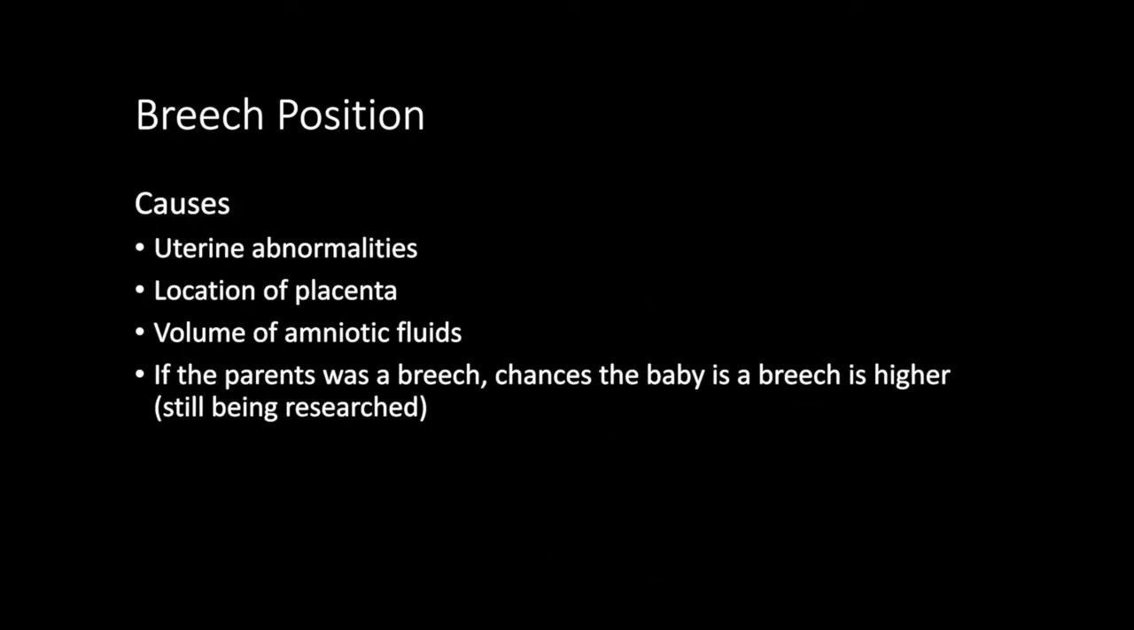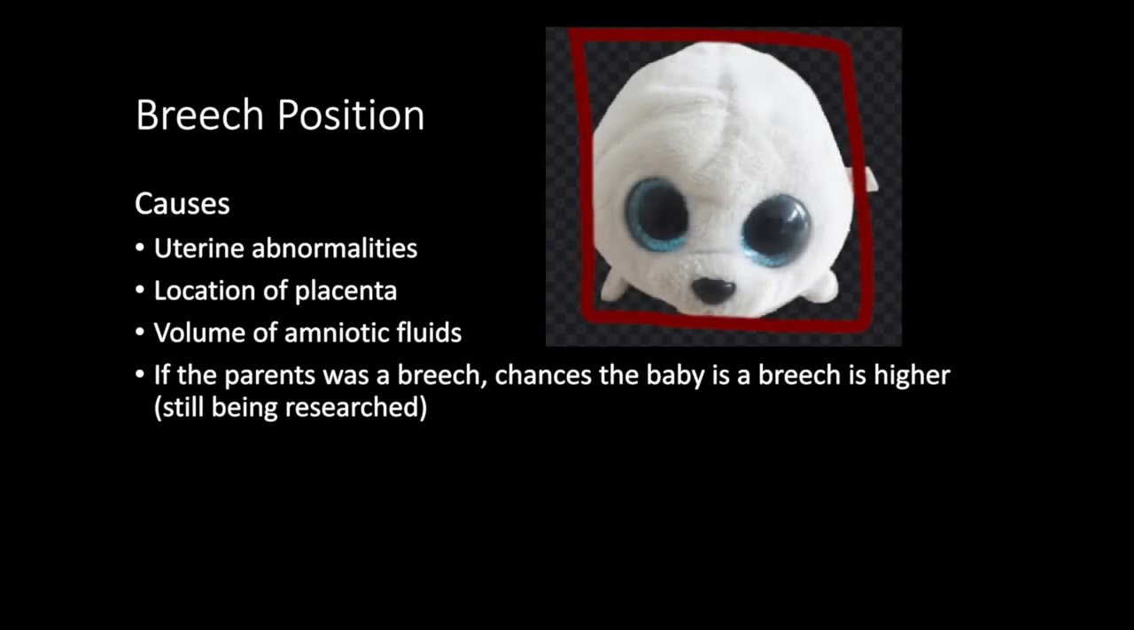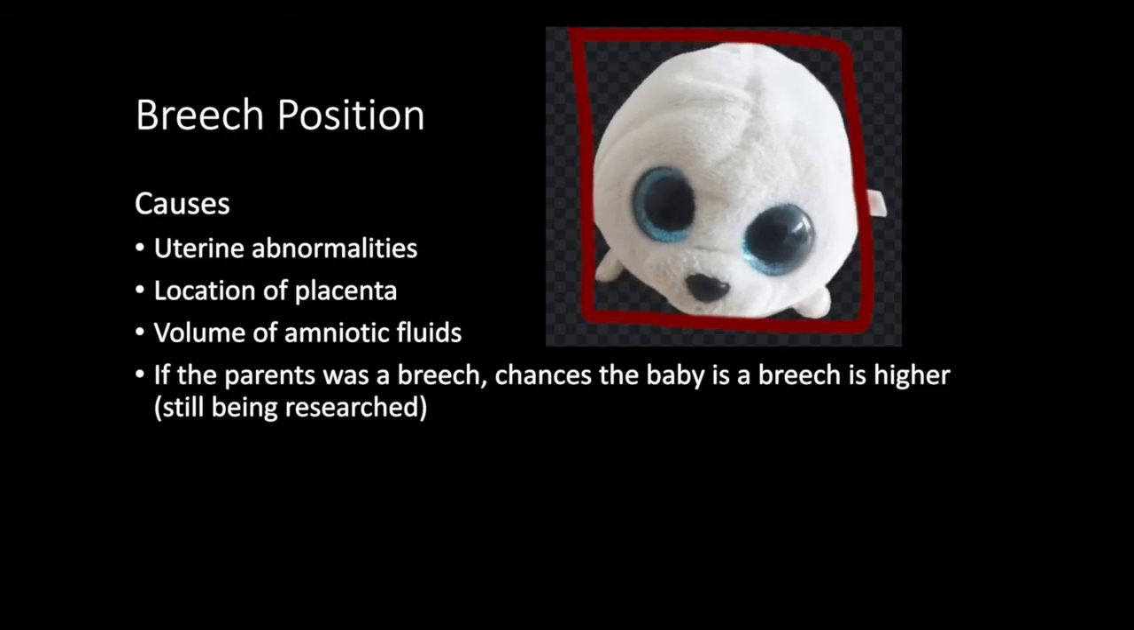Firstly, we have uterine abnormalities. Usually, the uterus is shaped like a hollow upside down pear, but in some cases, the uterus develops differently. This misshaped uterus might not give enough space for the baby to turn.